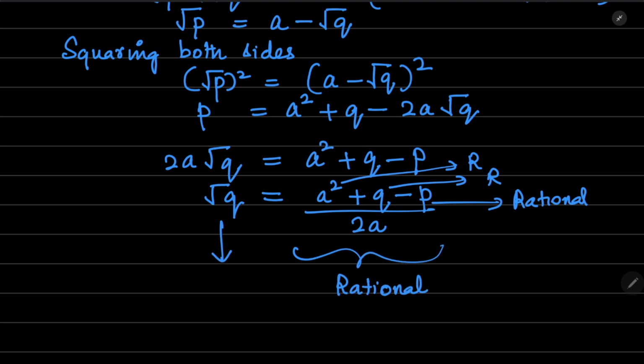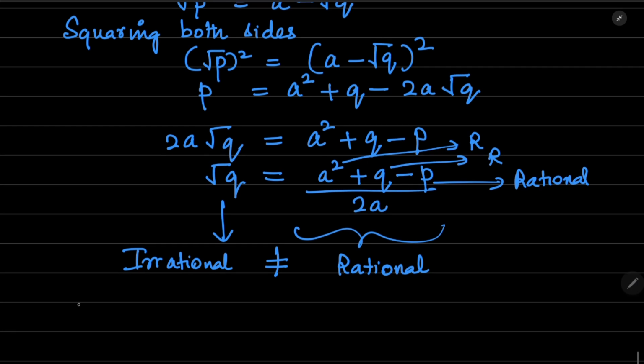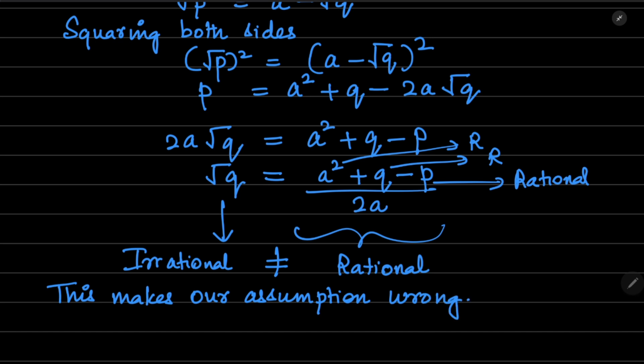Root Q is irrational. An irrational term cannot be equal to a rational term. You have to write, this is not possible. This makes our assumption wrong. Therefore, root P plus root Q is irrational. Hence proved. This is how you have to do it.